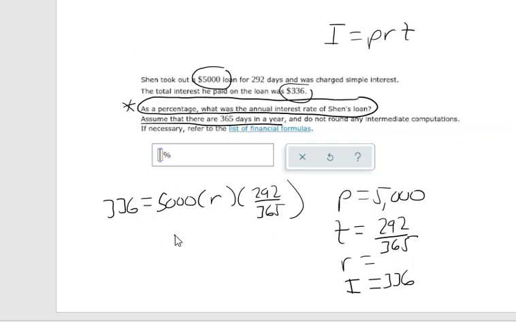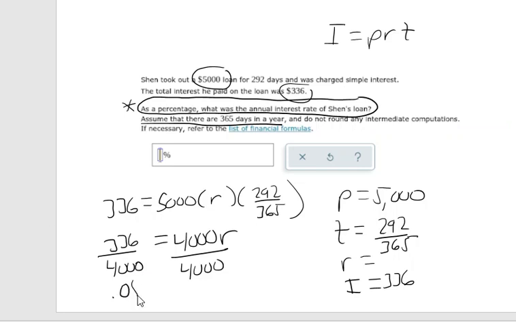And so you get 4,000 times by R equals 336. And then to solve for the R, you would need to divide both sides by 4,000. So if I take 336 and I divide by 4,000, I get 0.084.